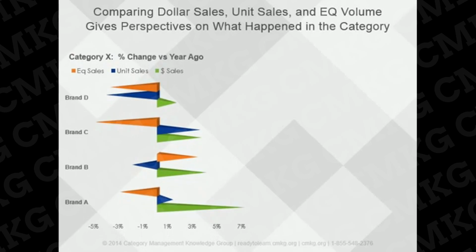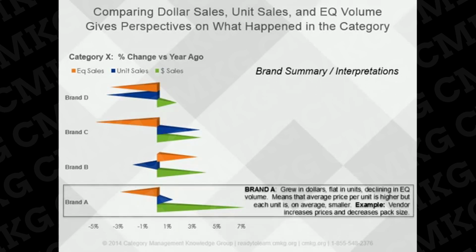Here's a graph that shows percent change for 4 brands across the 3 measures. Brand A is growing in dollar sales, is relatively flat in unit sales, and declining in equivalized volume. This happens when the average price per unit is higher, but each unit is on average a smaller size.